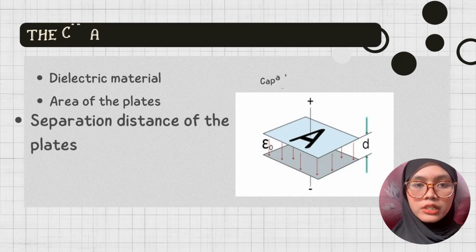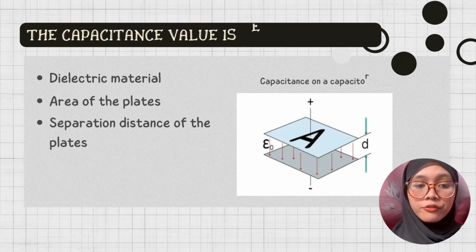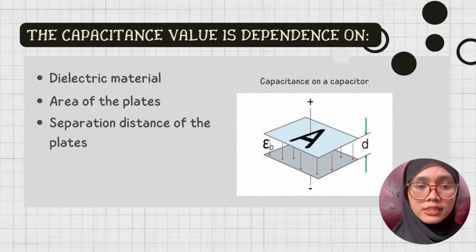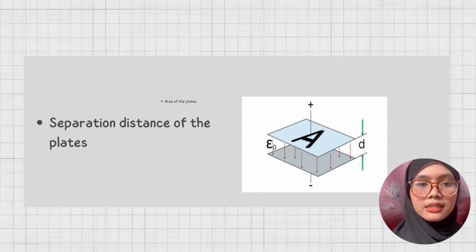The capacitance value depends on, first, the dielectric material. The higher the dielectric constant, the higher the capacitance. Number 2, the area of the plate. The bigger the area, the higher the capacitance. Number 3, the separation distance of the plates. The closer the plates are, the higher the capacitance.